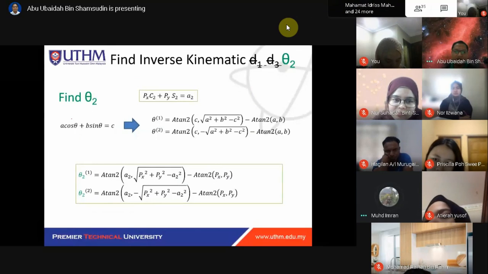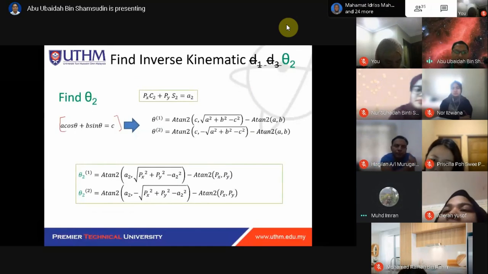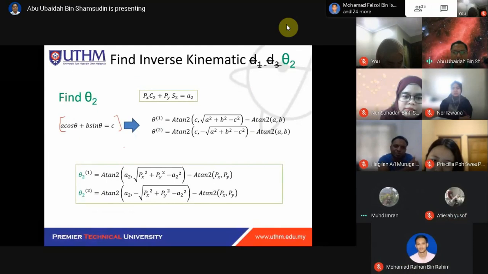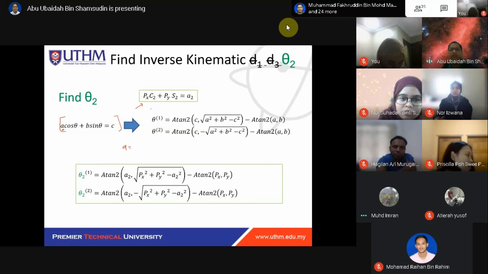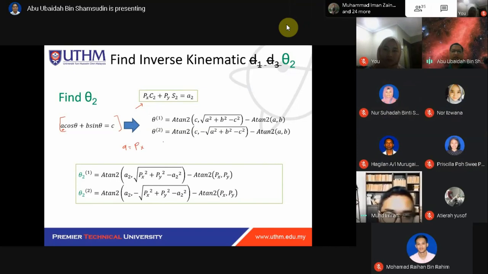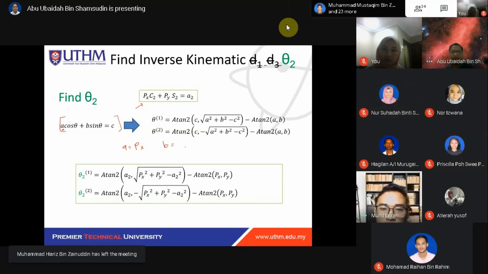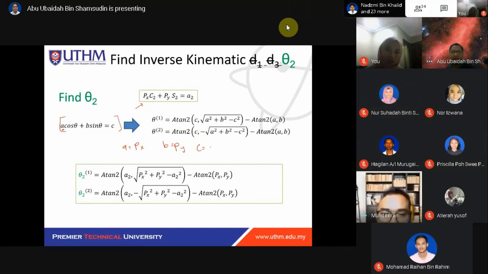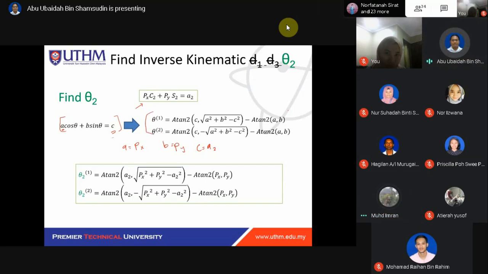So equation 5 is A cos theta plus B sin theta equals C. Okay. So can you tell me what is the value for A? What is the value for A from this equation here? Px. Okay. B? B is Py. And C? C equals A2. Okay, complete. Now what we do is we need to put our values into this equation here.